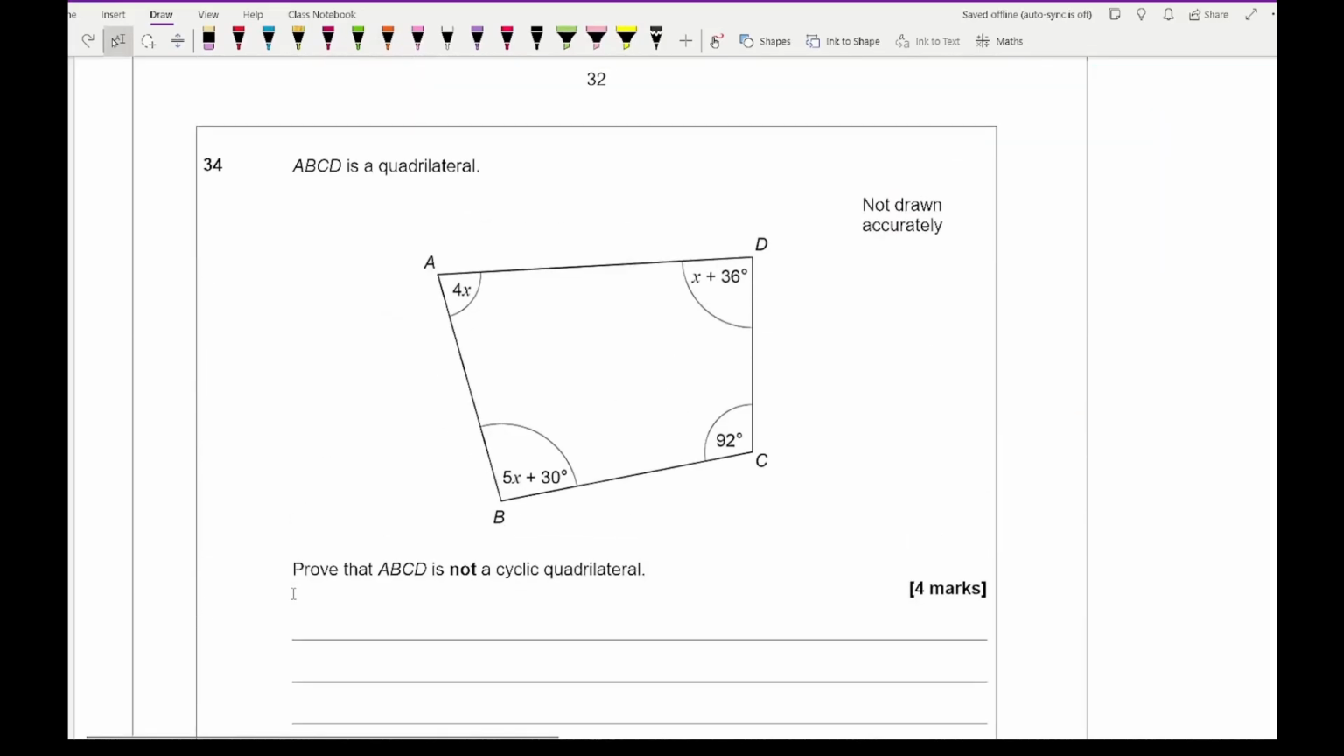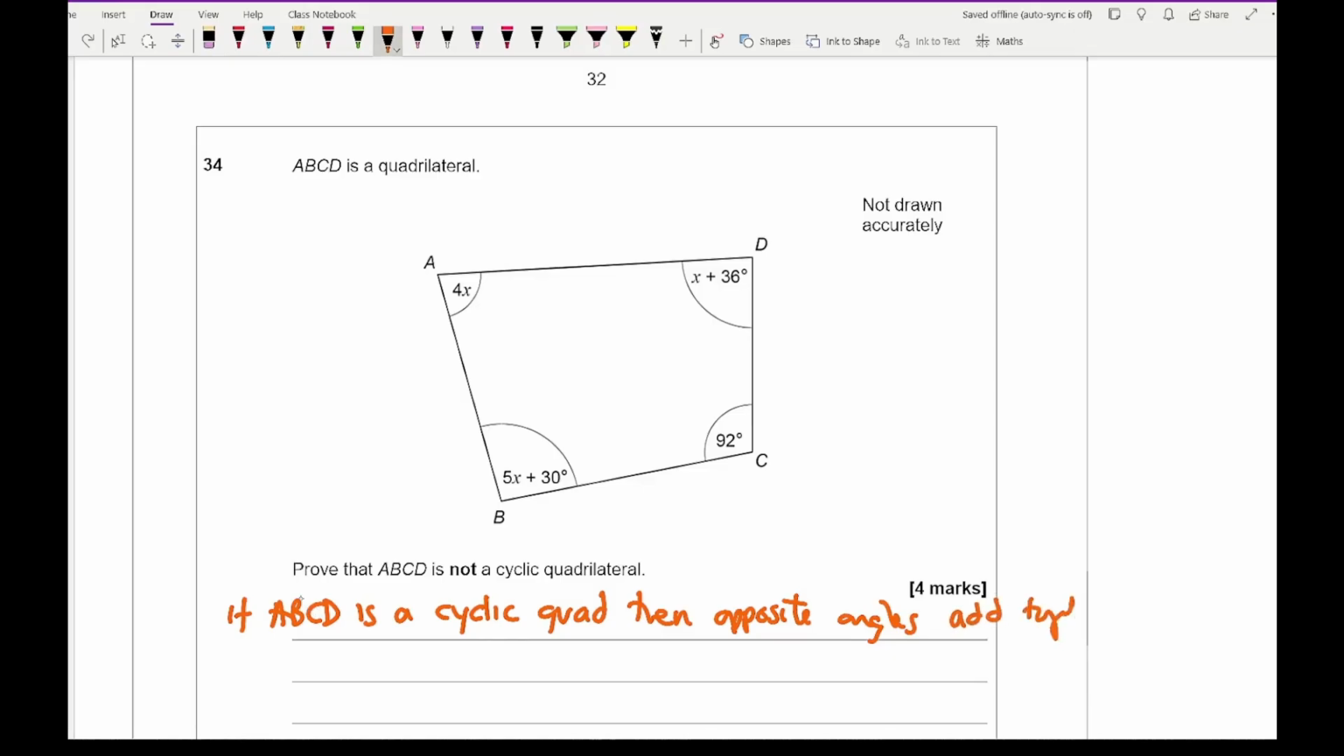Moving on to question 34, it says ABCD is a quadrilateral. Prove that ABCD is not a cyclic quadrilateral. So with this, you always want to state what fact you're going to be using. So if ABCD is a cyclic quadrilateral, then opposite angles add together to make 180 degrees.